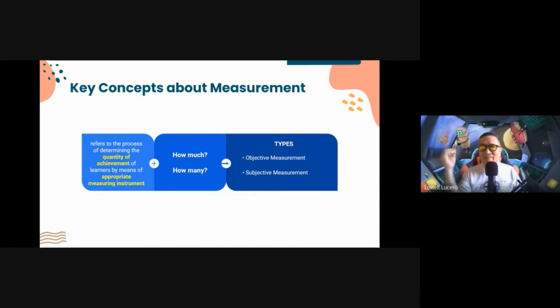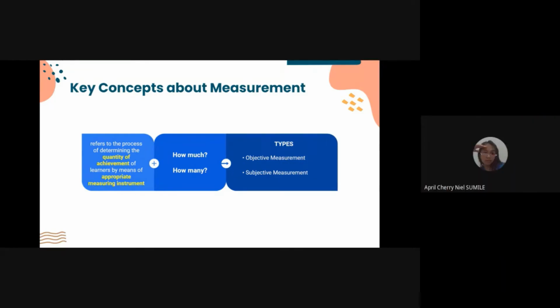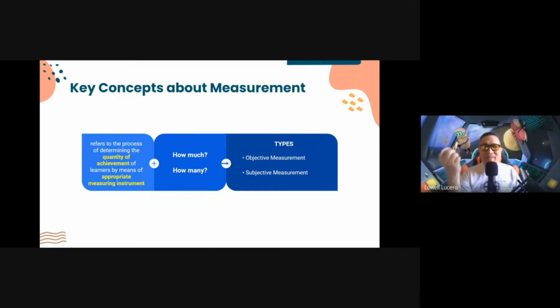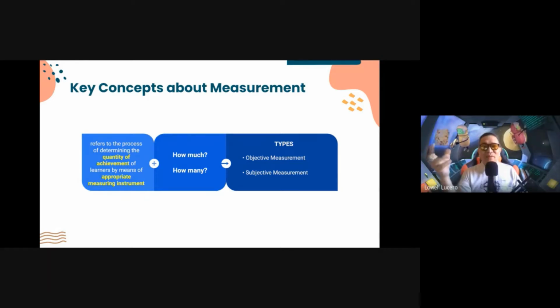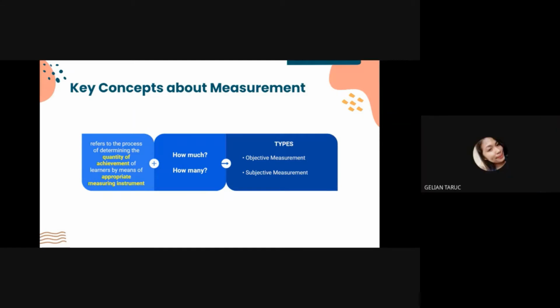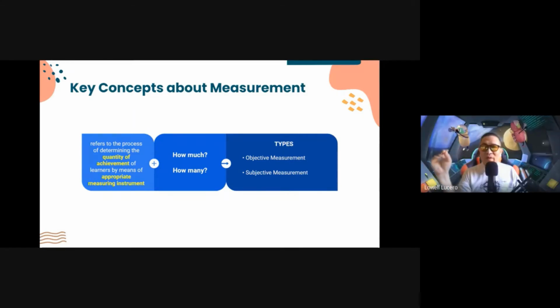Anybody? You can just open your mic and say something. Very silent, sir. Teachers. 33.75, sir. Okay, 30. Yes. Someone answered 30. So basically 30. Oh, 30. So 30 out of 40 should achieve. Correct? 30 should achieve the passing score.